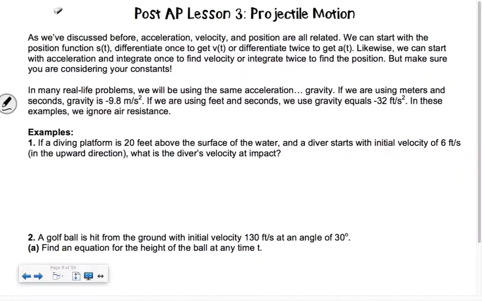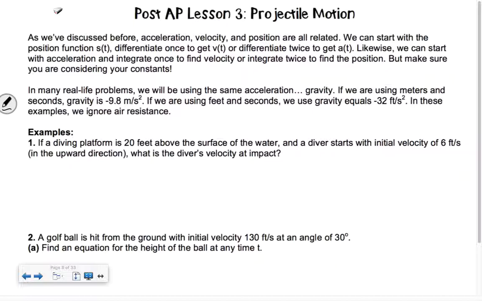In many real-life problems, we will be using the same acceleration, our acceleration due to gravity. If you were in physics, you probably know that it's negative 9.8 meters per second squared. Have you all seen that number? In physics we typically use meters per second squared because, surprise, the rest of the world uses meters. For some reason, in the US, we use feet, so we might also see negative 32 feet per second squared. You're using one of those numbers to start with on almost all of these problems.